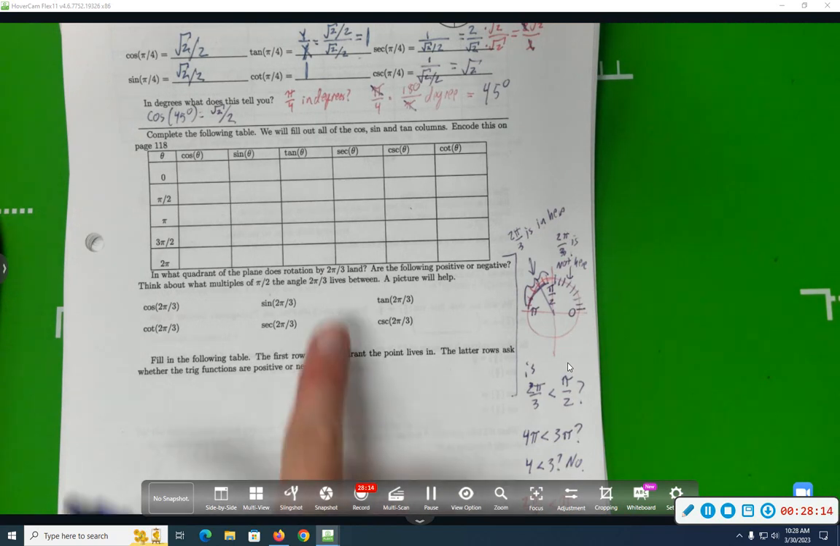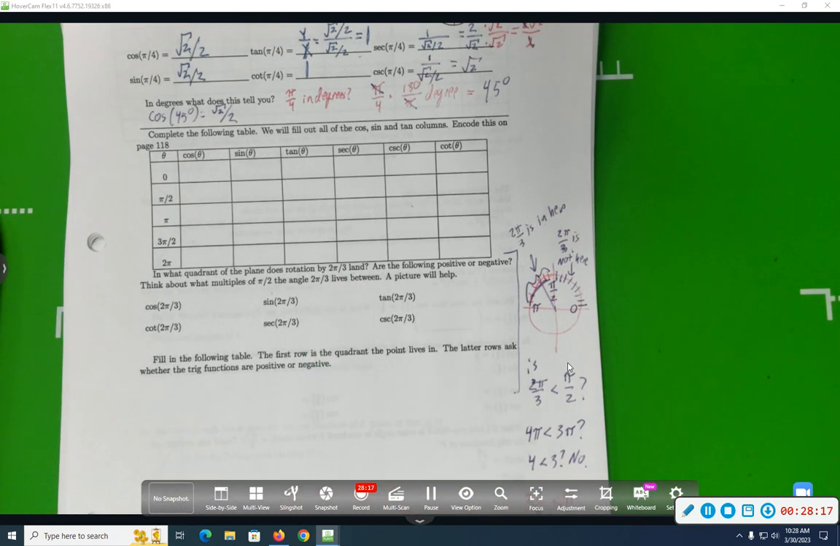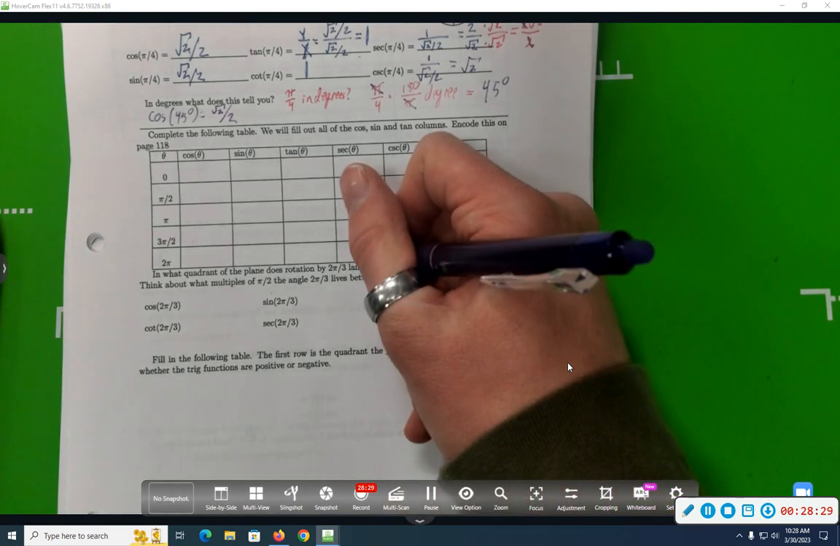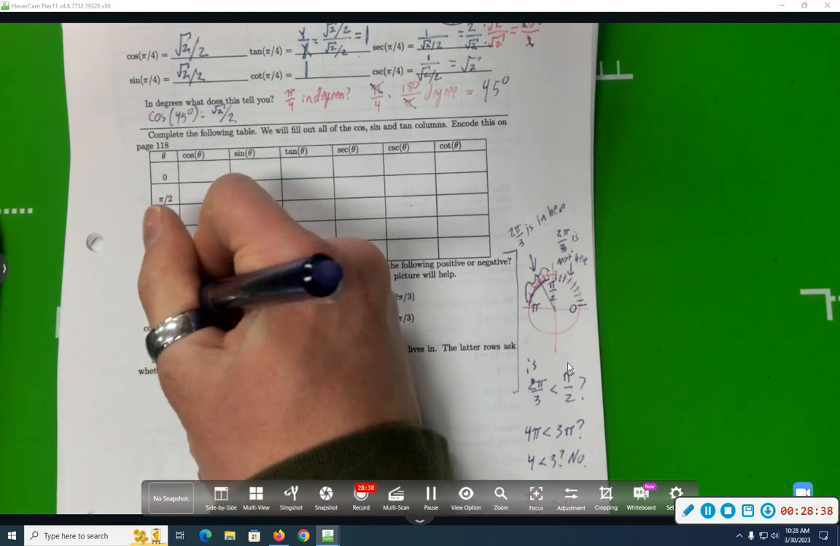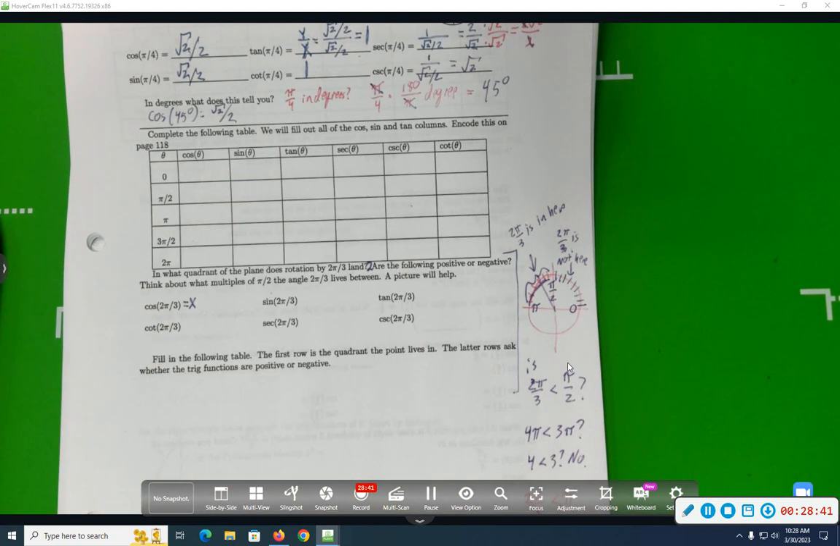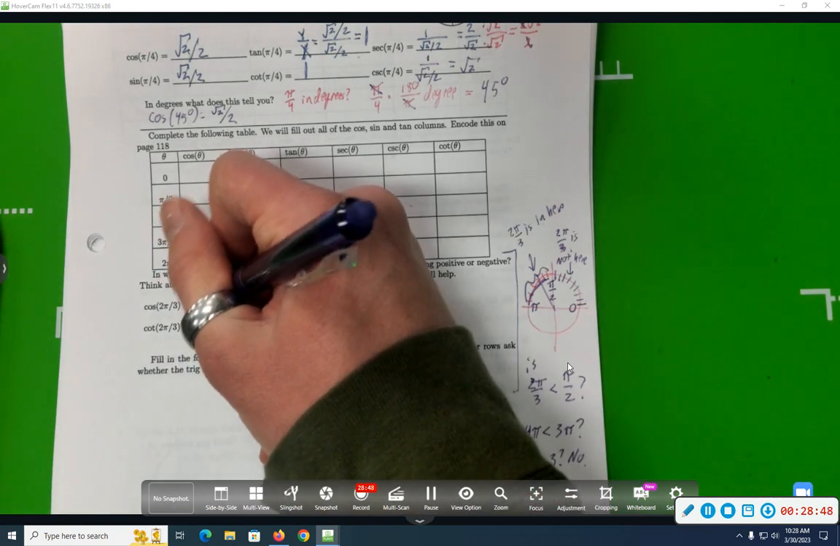All right, so let's go back to this question as written. In what quadrant does rotation by 2 pi over 3 put you? Quadrant 2? So using that fact and that fact only, let's determine whether these trig functions are positive or negative. We'll start with cosine. Cosine of 2 pi over 3 will be the x value. In quadrant 2, is the x value positive or negative? Negative. So this result will be negative.